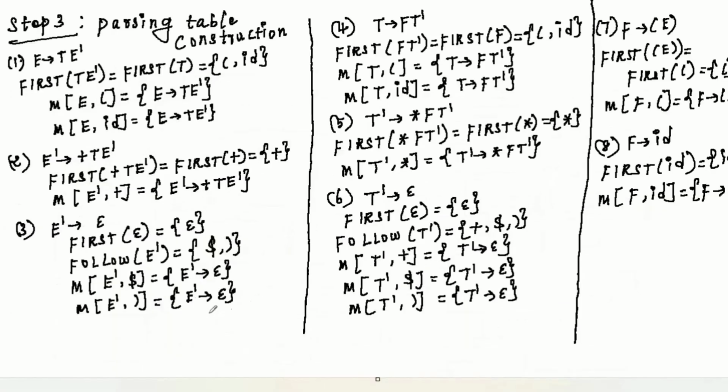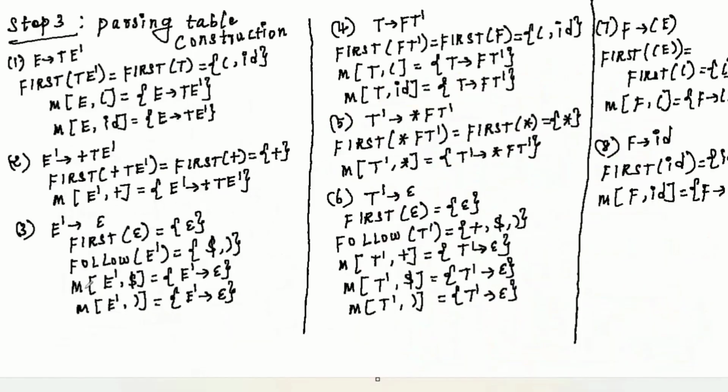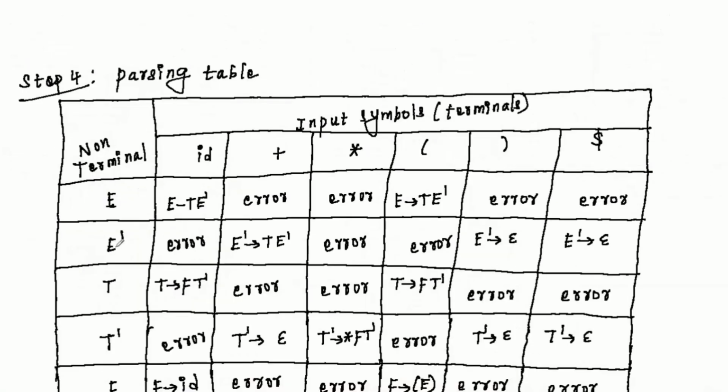We have one more production, E dash tends to epsilon, then first of epsilon is going to be epsilon. When epsilon is present in the right hand side, then you should take the follow position of E dash. What is follow position of E dash? Follow position of E dash is going to be dollar close bracket. As per the algorithm, M of non-terminal symbol E dash, comma, close bracket is going to be E dash tends to epsilon. Look at the parsing table, E dash close bracket and dollar is going to be E dash tends to epsilon.